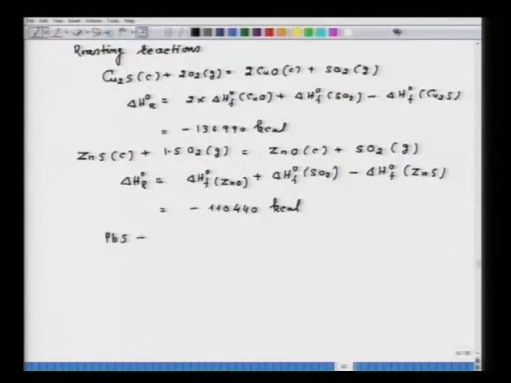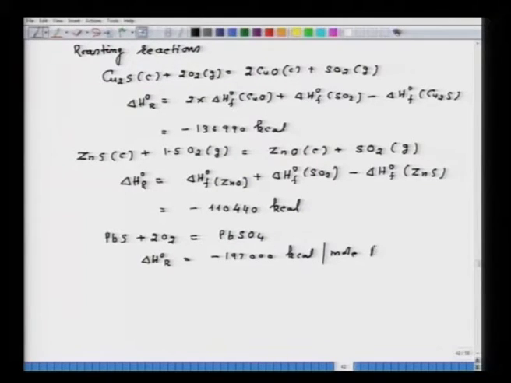Similarly, another product you can have is in the roasting of PbS plus oxygen, which may form PbSO4, and its delta H naught of reaction is equal to minus 197,000 kilocalorie per mole of PbSO4.